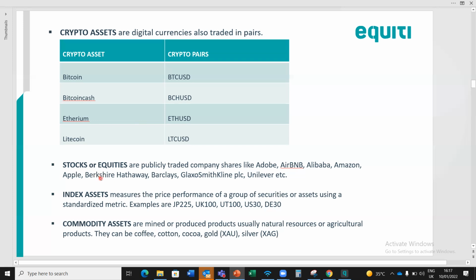Quickly, we also consider the next assets being traded, which are stocks or equities. Stocks or equities are publicly traded company shares, like Adobe, Airbnb, Alibaba, Amazon, Apple, Berkshire Hathaway, Barclays, GlaxoSmithKline, Unilever, BMW, Cisco. We have the stocks of these companies on our platform.